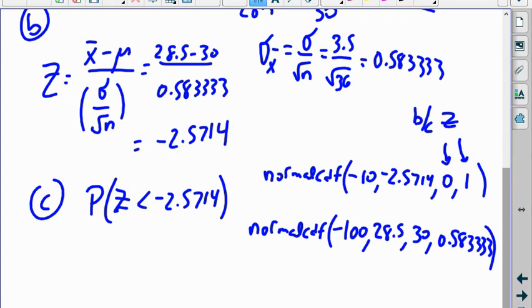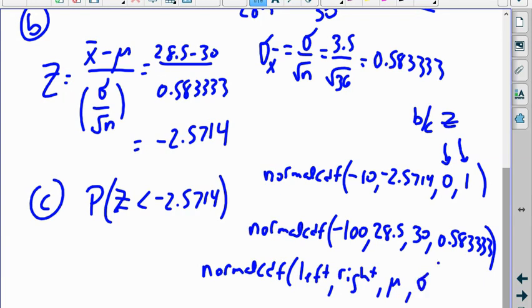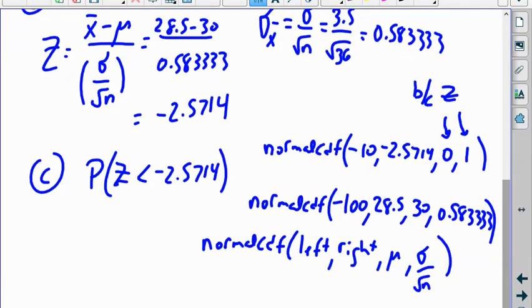Label which one? 0. Oh, 0 is the mean. So it goes like this. Here, I'll write it down. Normal CDF, it goes left, right, mean, standard deviation, and this might be over root n. If you have central limit theorem happening, then your standard deviation. See, if you had a size of 1, then over root of 1 would not have changed it. But central limit theorem would change it to whatever the standard error is. So it goes left, right, mean, standard deviation.